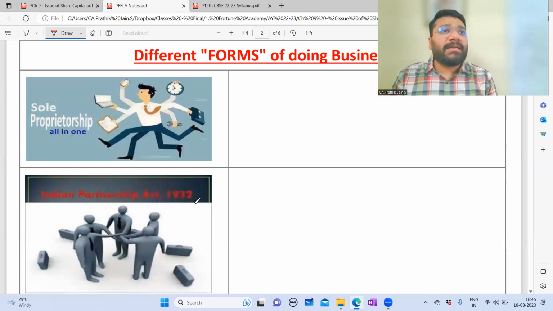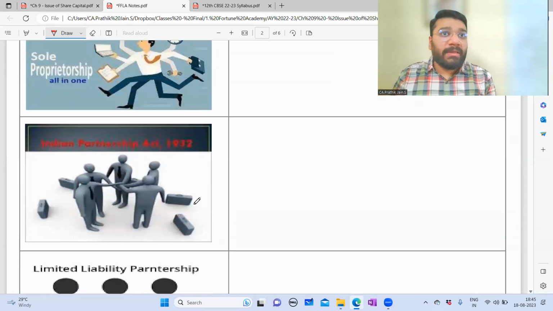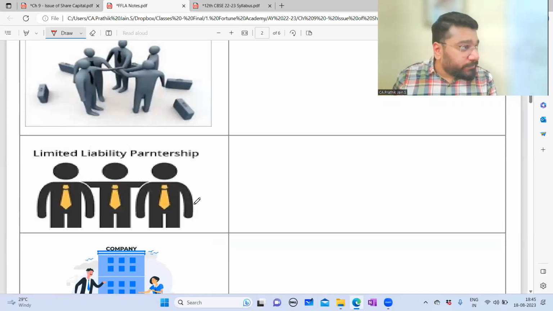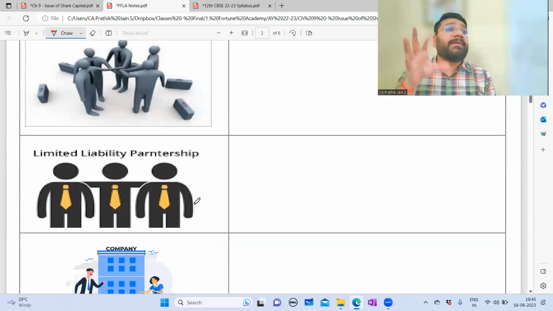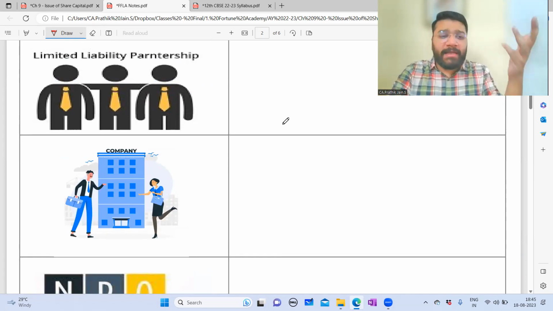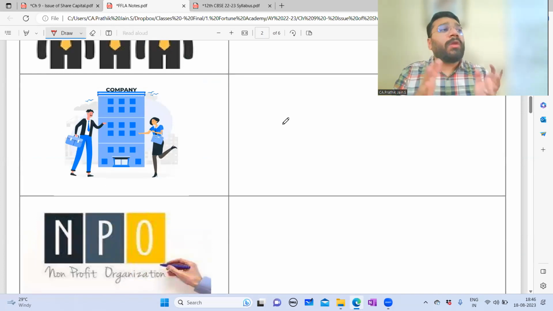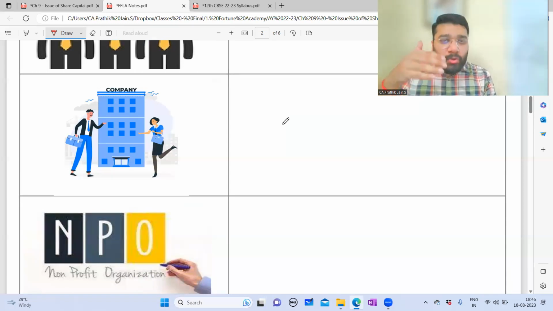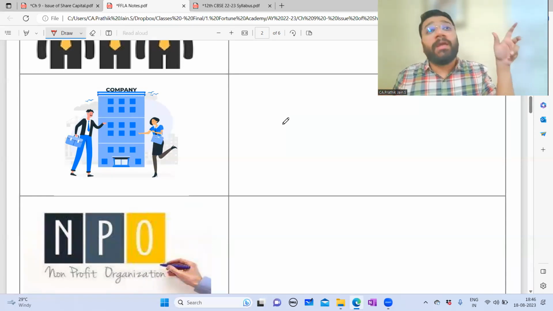The sole proprietorship business suffers with certain limitations. To overcome that difficulty, people look to forming a partnership. Partnership again suffers with certain inherent limitations. To overcome that, people look to forming a limited liability partnership. In limited liability partnership, there are certain limitations. And to overcome such limitations, people look to forming companies. And then there is one more variety called NPO, but this is a non-profit organization. NPO stands for non-profit organization. So the above that I discussed, sole proprietorship concern, partnership, LLP and company, are profit-making organizations.